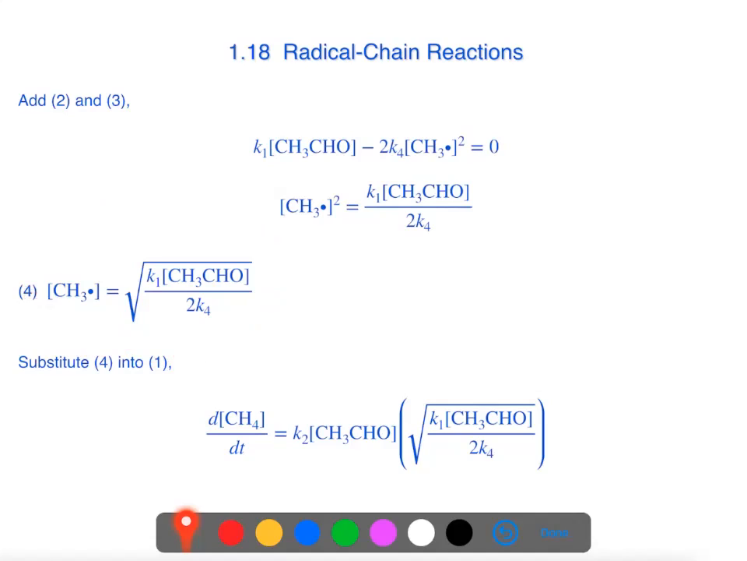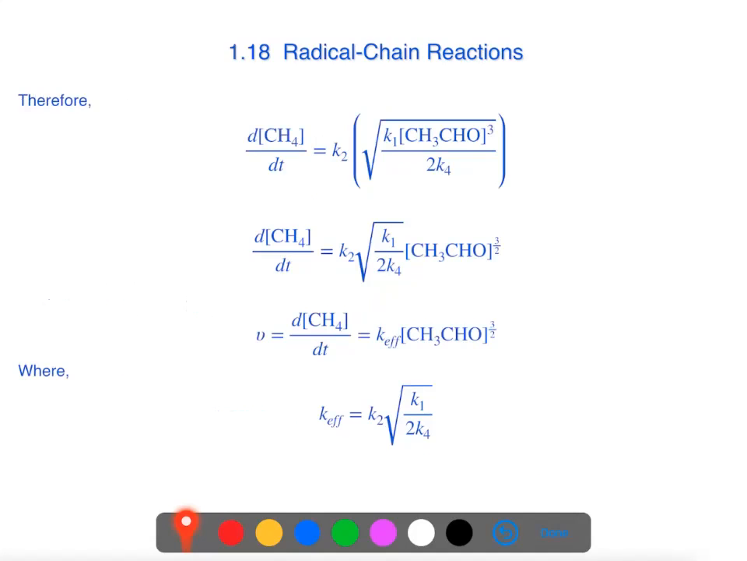Now, if we substitute equation 4 into 1, this is what we're left with. We have our K2 ethanol concentration out front, and we substituted in for the methyl radical concentration with our new solution. Now it's a matter of taking this expression and reducing it to a simplified form. So we can start by first moving the concentration of ethanol underneath the square root, which is like including a squared term under the square root. So we're left with a square root of K1 ethanol concentration to the cube over 2K4.